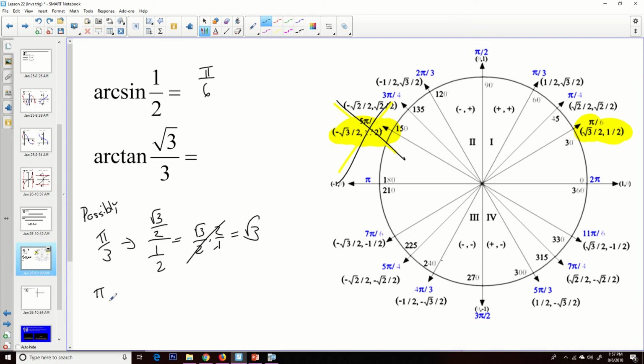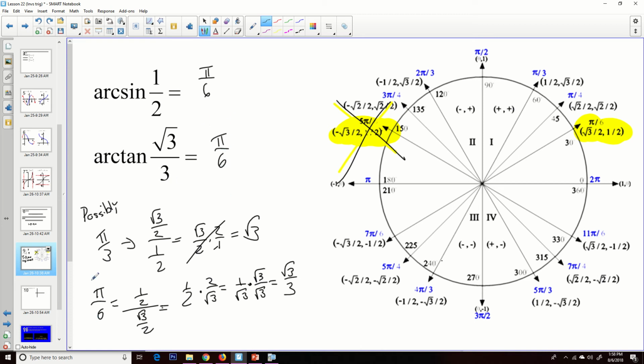So if I go pi over 6, that'll be a half over square root of 3 over 2. Doing the same thing, we'll have a half times 2 over the square root of 3, which would be 1 over square root of 3. Get rid of the radical in the denominator by multiplying by funky 1. We get square root of 3 over 3. And again, this is the value that we want, so we're going to say it's pi over 6.